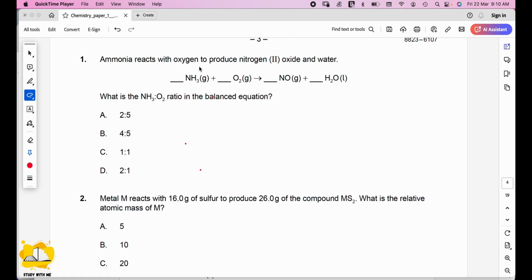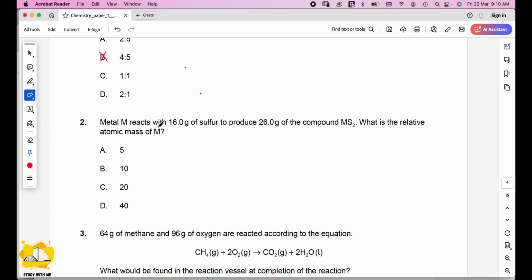For question number 1, you just need to balance this equation by putting the right coefficient numbers, so you can get the ratio: 4 for ammonia, 5 for oxygen, 4 for nitrogen monoxide and 6 for water, so you will get B.